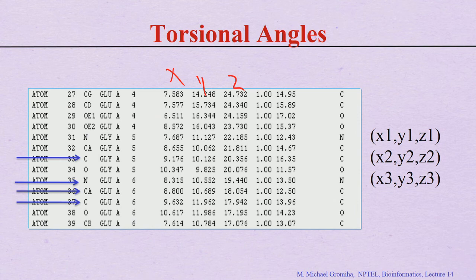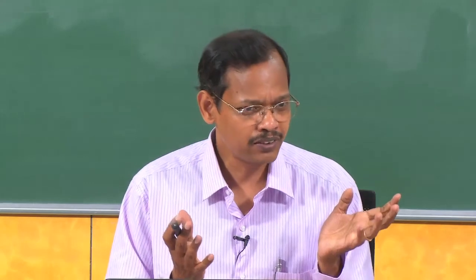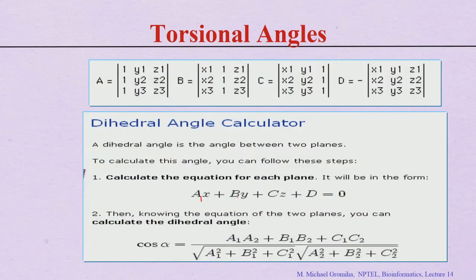Then how to get the torsional angles? If we have the x, y, z coordinates, take 4 atoms, for example C, N, C alpha, C. For the first one we have x1, y1, z1, the second x2, y2, z2, and this one x3, y3, z3. If you have 3 atoms, they can form a plane. What is the equation of a plane? a1x plus b1y plus c1z plus d1 equal to 0. The a1, b1, c1 and d1 you can calculate using determinants.